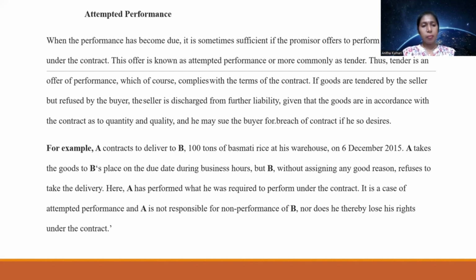So here in this example, A has performed what he was required to perform under the contract, as in the case of attempted performance, but A is not responsible for the non-performance of B. So what can he do? He can claim damages from B for non-acceptance.